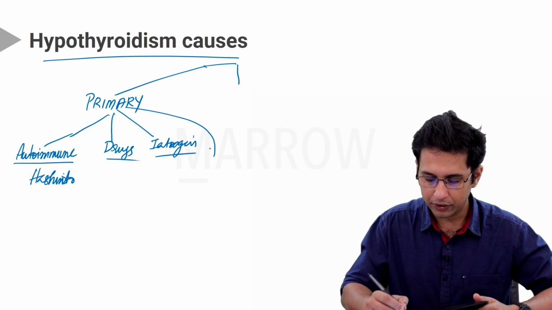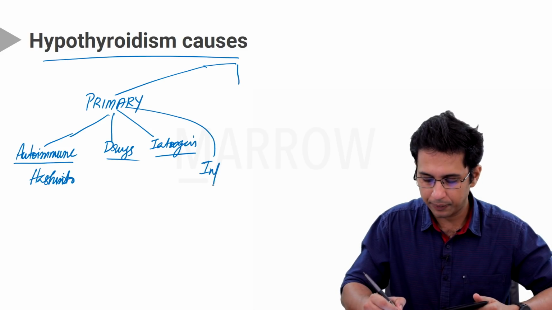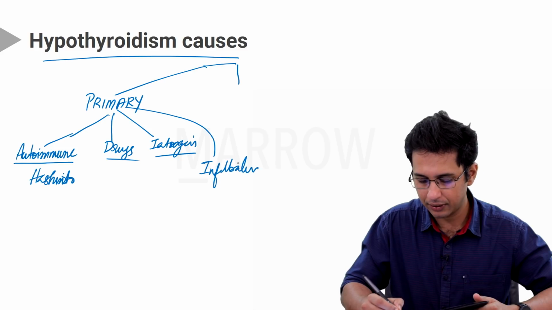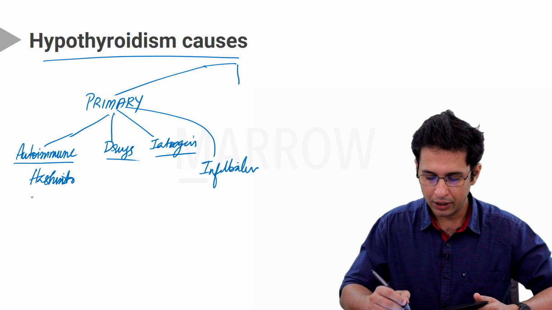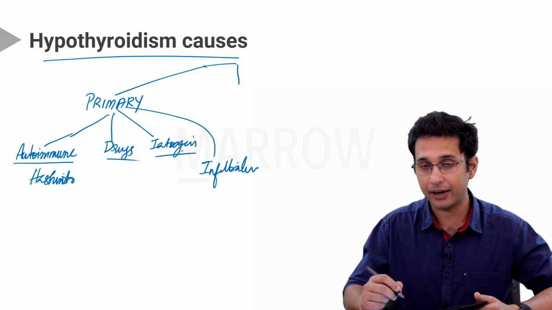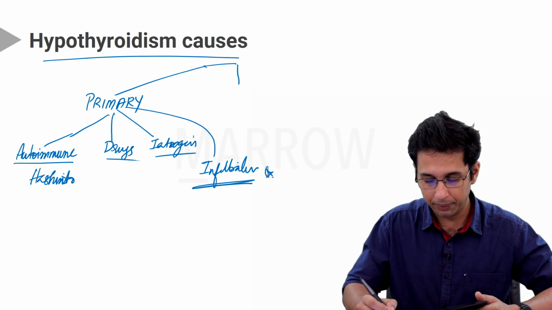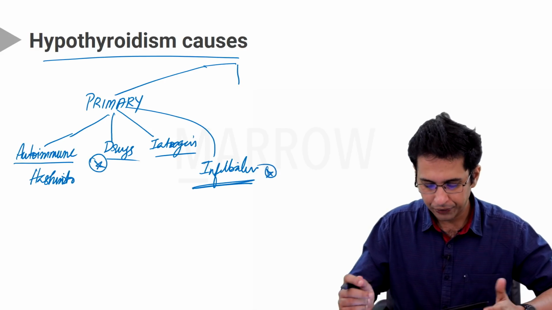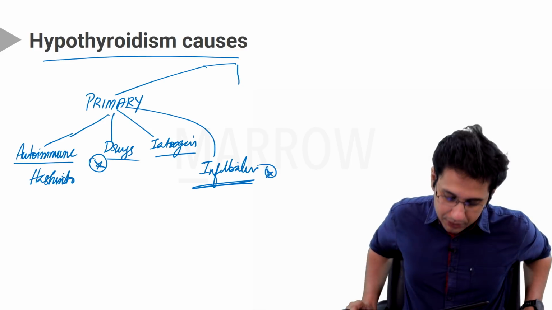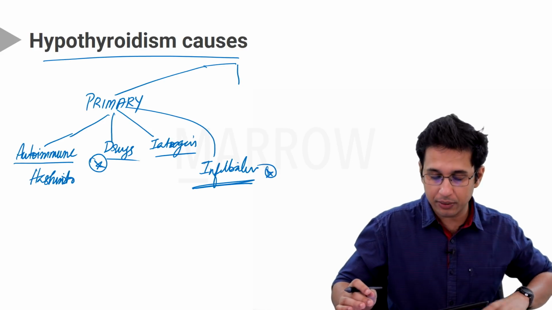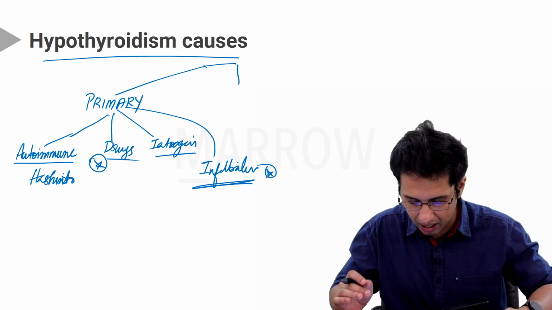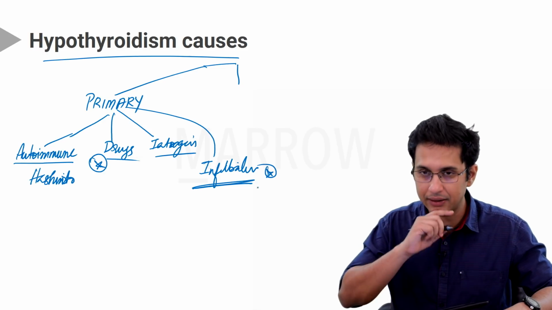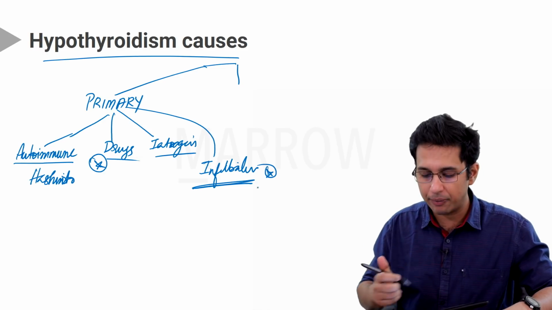One more thing, infiltrative. This also we'll see. So we know autoimmune Hashimoto, iatrogenic we know, drugs and infiltrative we'll see. Very important actually this. Repeatedly asked questions, especially NEET exam, Central Institute not much, but NEET exam: primary hypothyroidism causes, symptoms, signs, you can't live without it, right? We'll see this in detail.